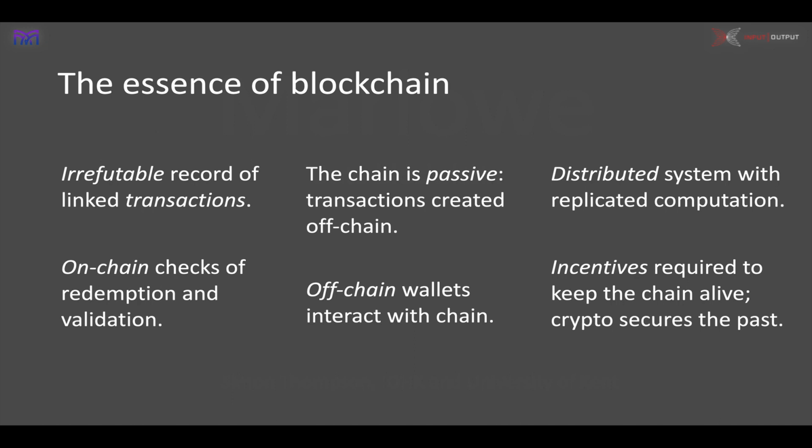What we have on a blockchain is an irrefutable record of transactions. So once a transaction is on the chain, it must stay there, it will stay there, it can't be modified, it can't be removed. And the chain itself checks that, provides a whole lot of services. It allows us to be sure that when a UTXO is redeemed, it's only redeemed by somebody who has the authority to redeem it. That the process of validation ensures the integrity of the blockchain.